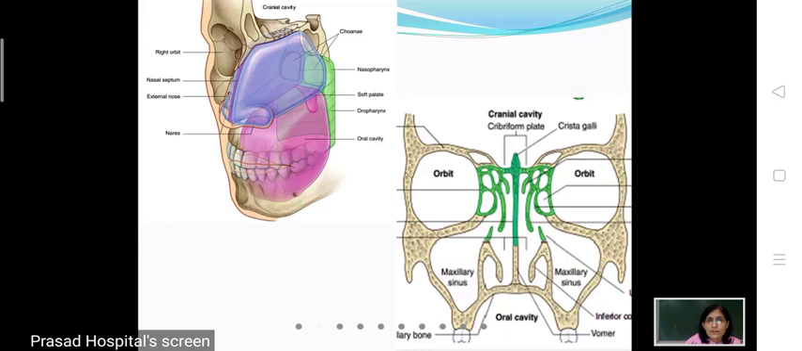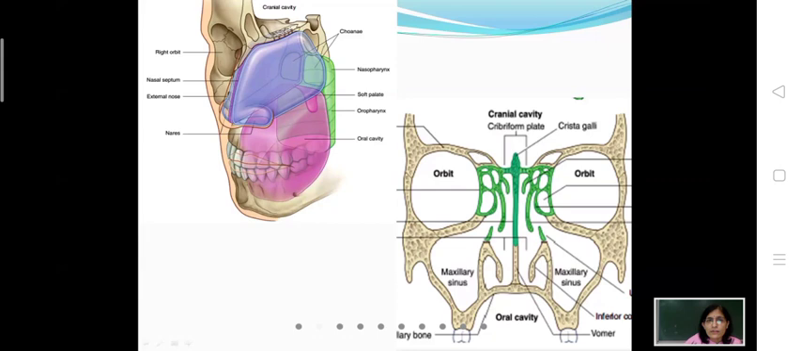So the floor of the nasal cavity is formed by the upper surface of the hard palate, or you can say this is how the hard palate is formed. Anterior 3/4 of the hard palate is formed by the articulation of the palatine process of maxilla, and posterior 1/3 of the hard palate is formed by the articulation between the horizontal plates of palatine bones. So basically the floor is formed by the upper surface of hard palate.